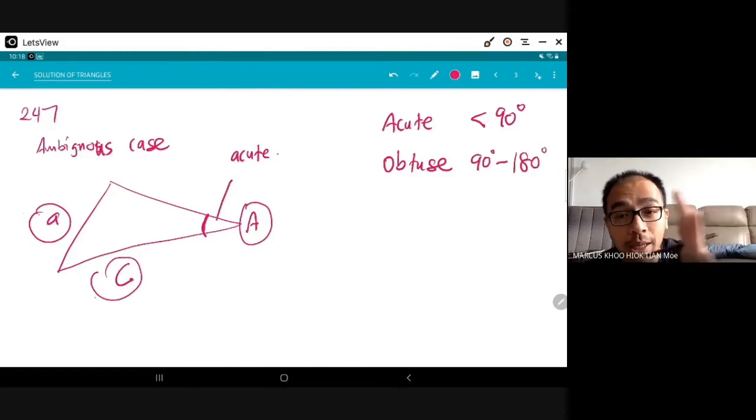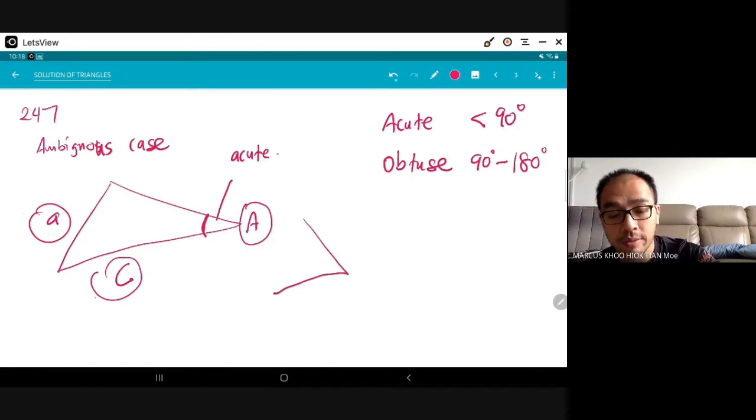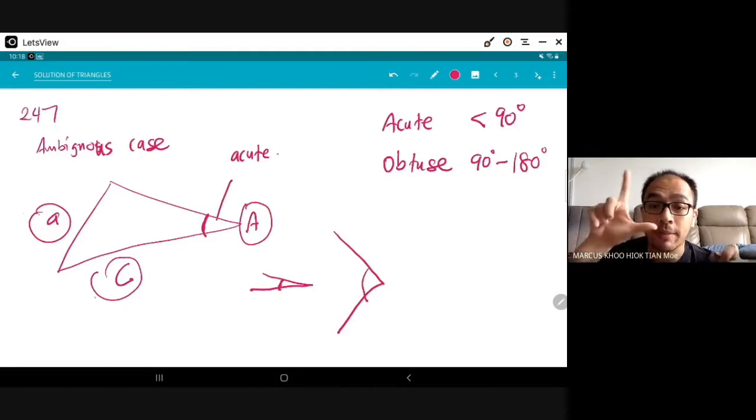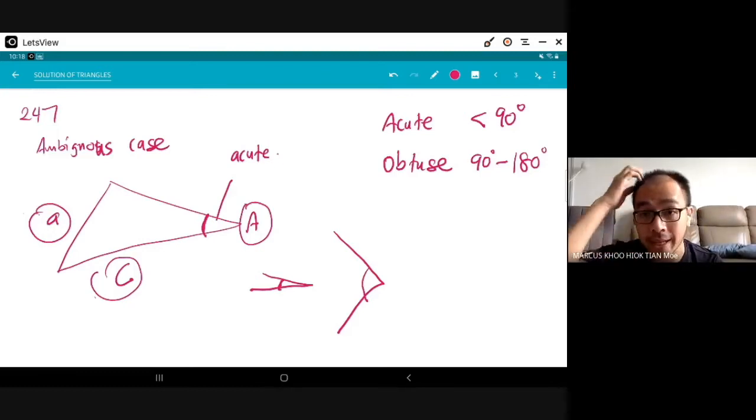Anything between 90 to 180 degrees is called an obtuse angle. If you take a look, this is an acute angle, because the angle is so tiny. This is an obtuse angle because it's definitely more than 90 degrees. If the shape is bigger than an L, because L is 90 degrees, right? If the shape is bigger than an L, definitely it's an obtuse angle.